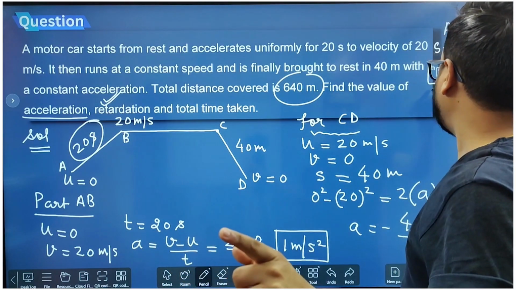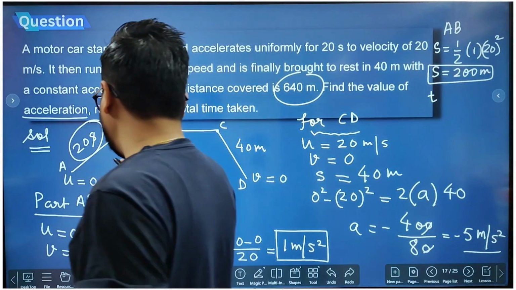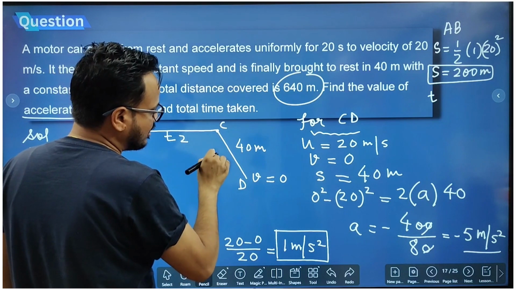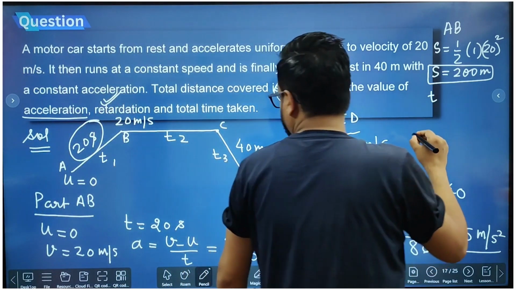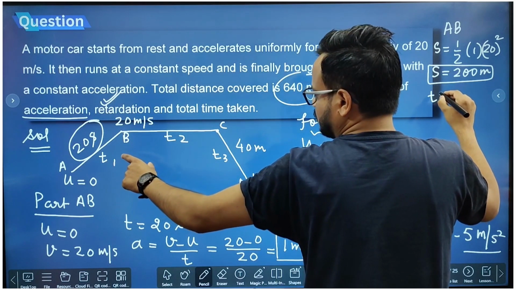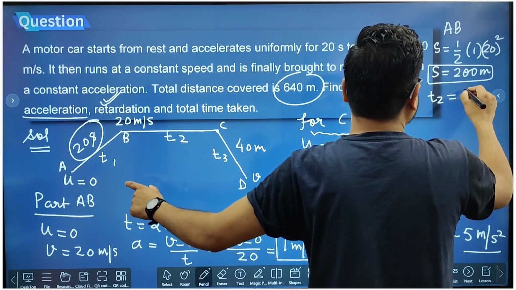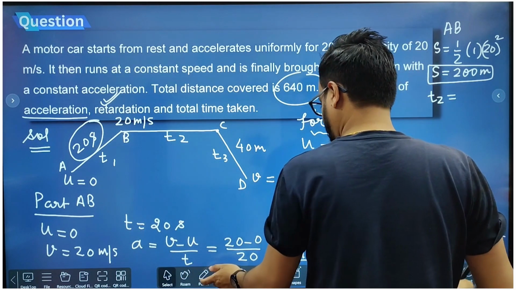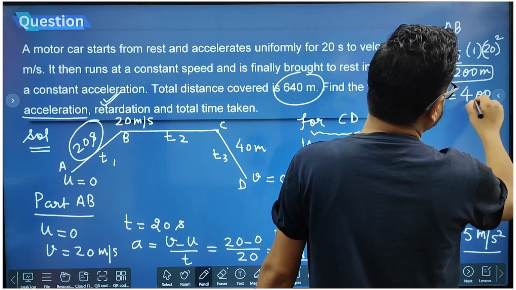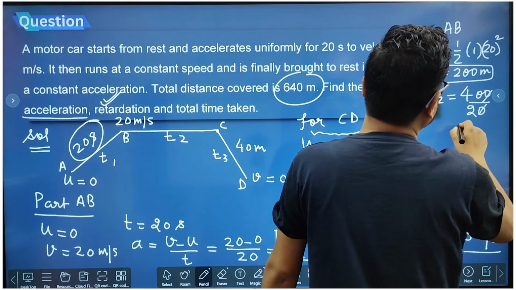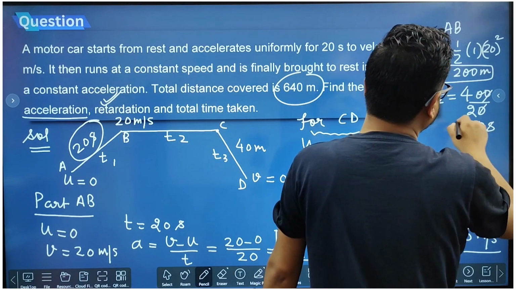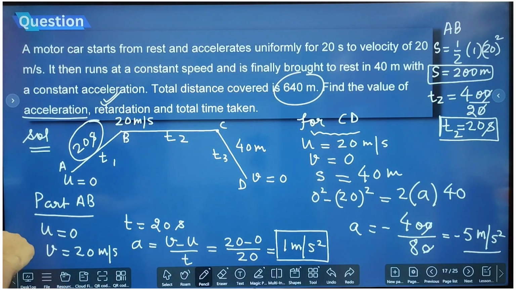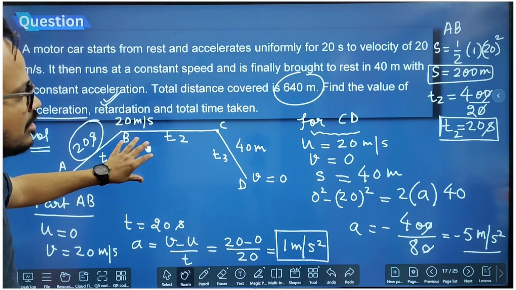So let's take the time for part AB as T1, for part BC it is T2, and for part CD this time is T3. So T2 is what? This time is distance upon speed. So 400 divided by speed for this part, which is 20. So it is 20 seconds. So T2 is also 20 seconds. T1 was 20 seconds, T2 is also 20 seconds, and we can now find T3.